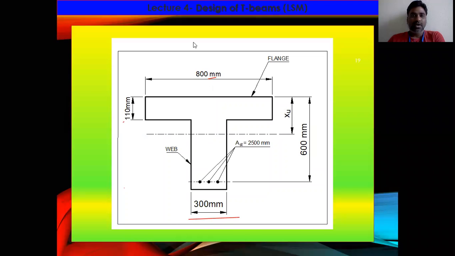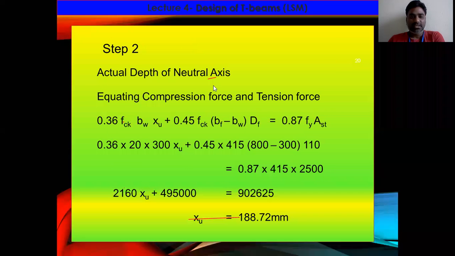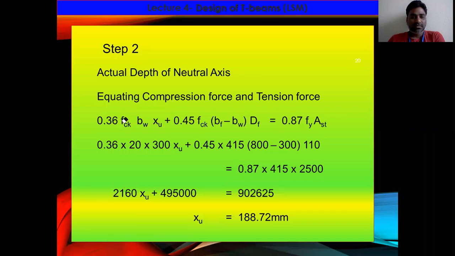Right. So after determining that the depth of neutral axis is between the web and Df, by d is less than or equal to 0.2. Therefore, we need to determine the compressive depth of neutral axis by using a different equation. That is, if this is the case, the compressive force taken by the flanges plus the compressive force taken by the web is equal to the tension force.